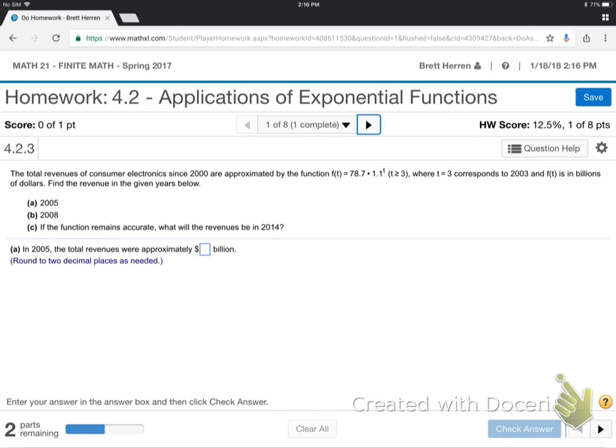Okay. So basically this function here is f of t equals 78.7 times 1.1 to the t. That's a t up there, to the t, right? Okay, so that's correct. I've got it written out correct.